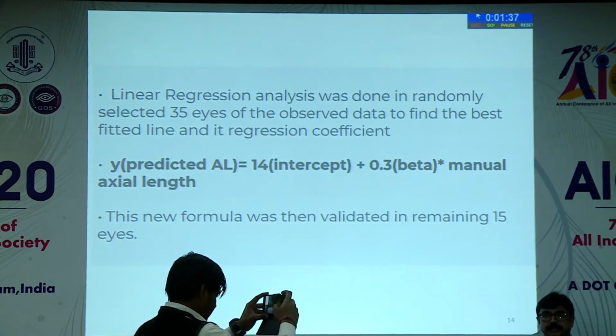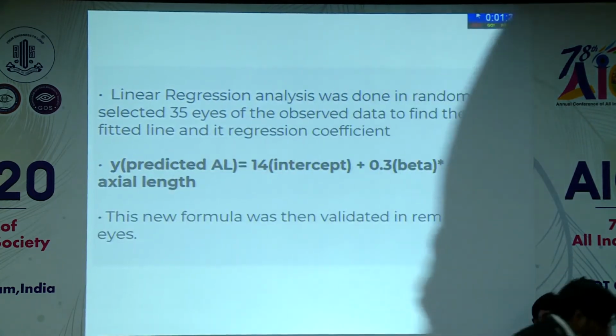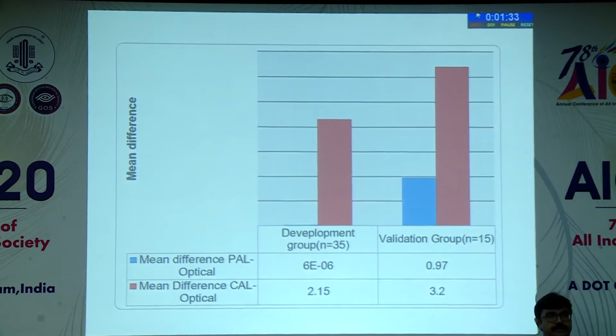This is the new formula, which was validated in 15 eyes. The difference between the optical and the predicted axial length in the development group was very small, 6 into 10 to the power minus 6, and in the validation group it was 0.97.